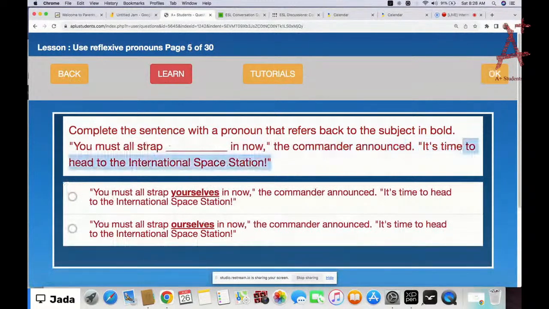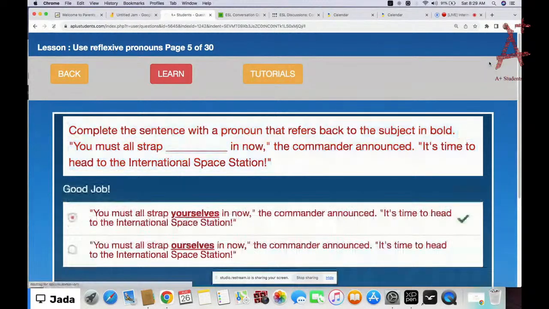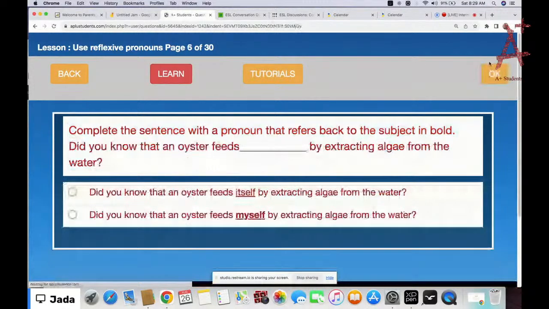All right, you must all strap in now. The commander announced it to the International Space Station. So you must all strap yourself or ourselves? You must strap yourselves, right? Okay. Yeah. Because you see the subject is you and the reflexive must agree. So that's it, right? So that's about it for reflexive pronoun and the subject.